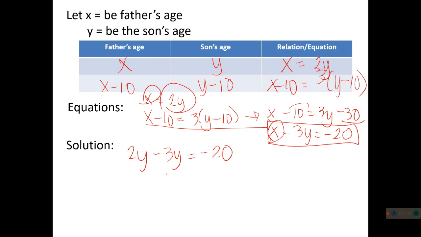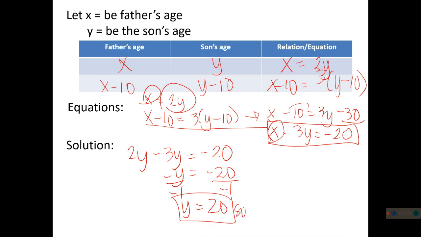Then, 2y minus 3y is negative y equals negative 20. And then, we have here to divide both sides of the equation by negative 1. So, we have here y equals 20. Okay. So, this will be for father's age or son's age? Yes. So, this is the age of the son. Okay. So, if the son is 20 years old, how old is the father?